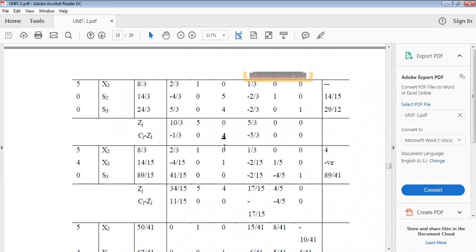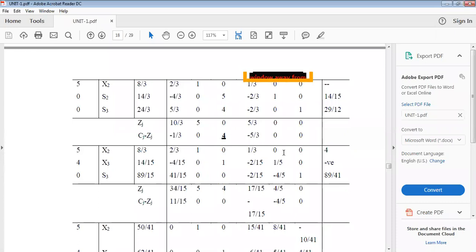Next, 5 into 0, you will get 0. 4 into 1, finally you will get 4 only. Next comes, again, 5 into 1 by 3 plus 4 into minus 2 by 15 plus 0 into minus 2 by 15, which will become 0. If you calculate, it will come as 17 by 15. So again, 5 into 0, 0 plus 4 into 1 by 15, it is 4 by 5. And finally you are getting 4 by 5 only.